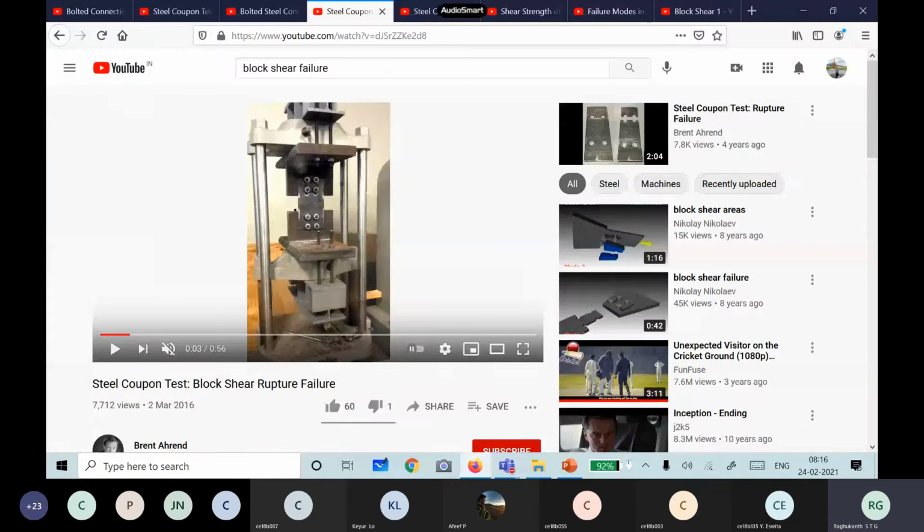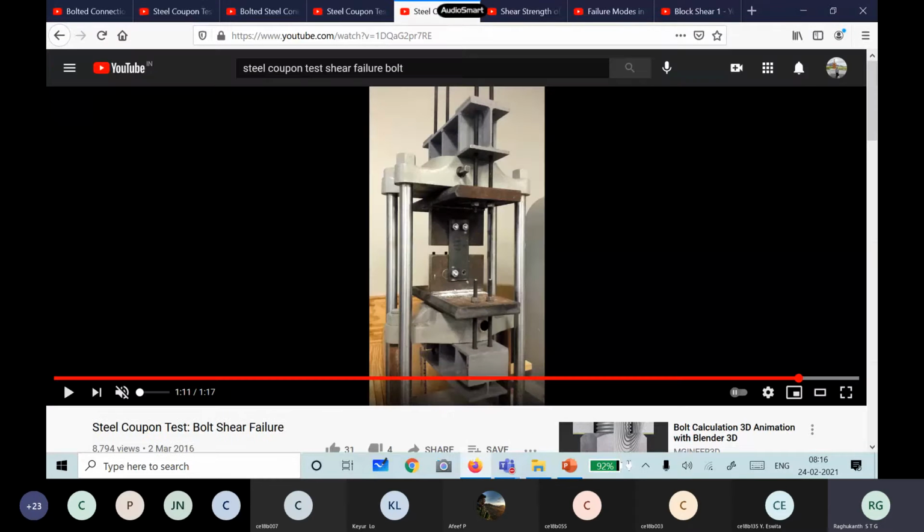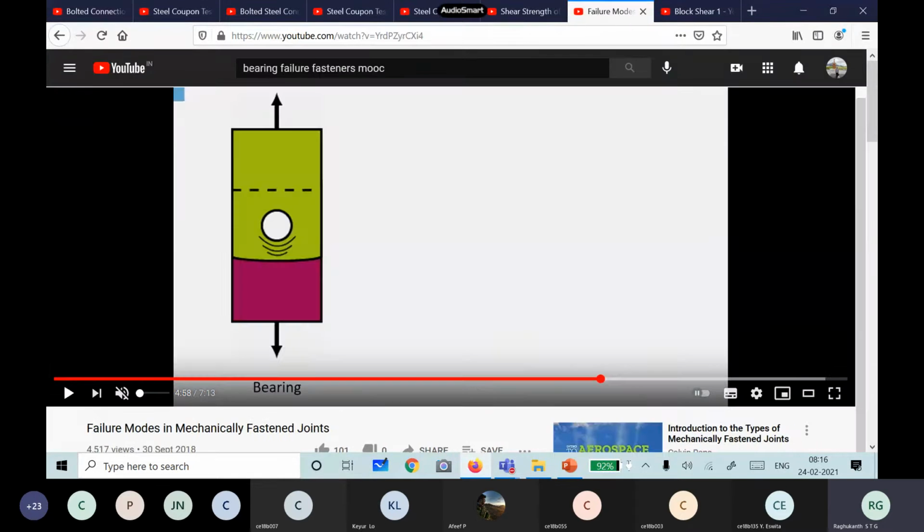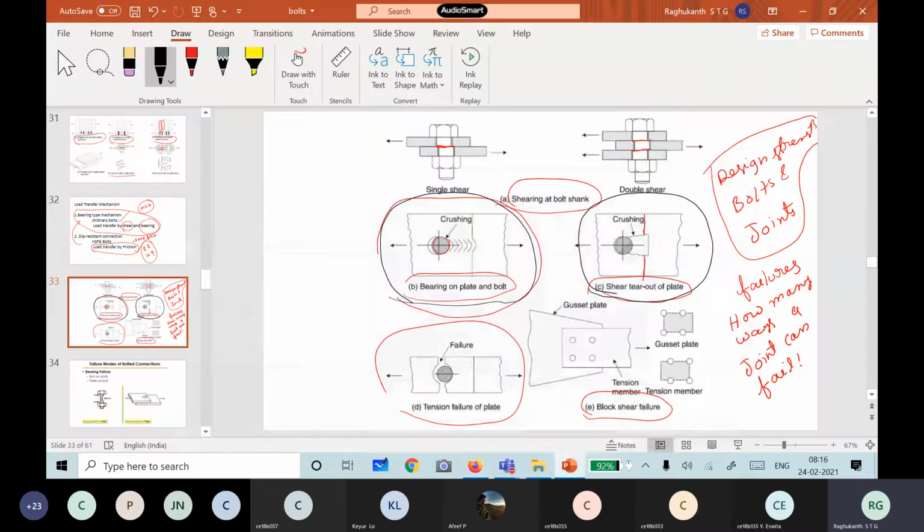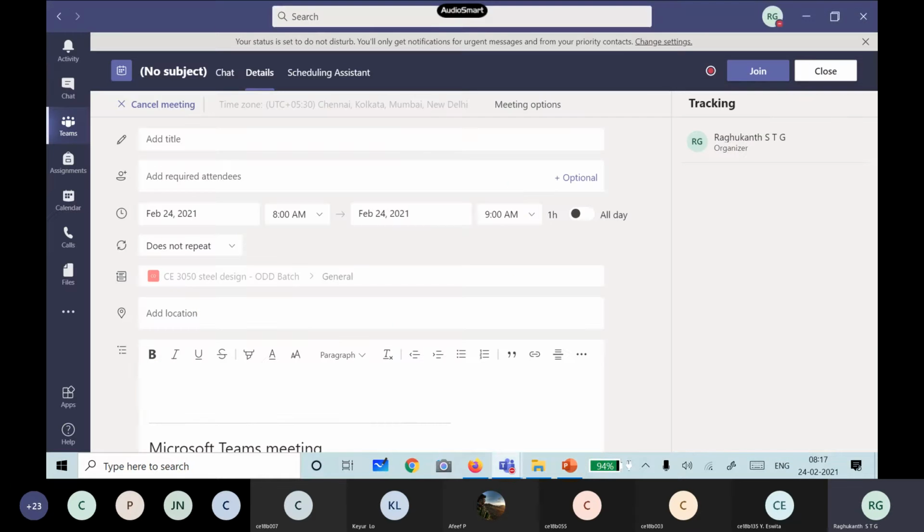This is also a block shear, and this is a tension failure. Like this, we have several types of failures. Videos are available where the plate just gets torn off. The most challenging thing is the block shear, where the whole joint comes out.